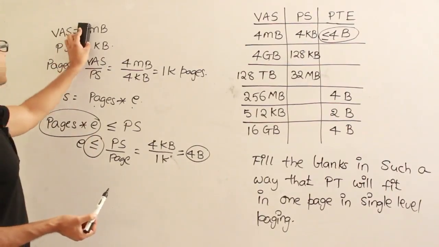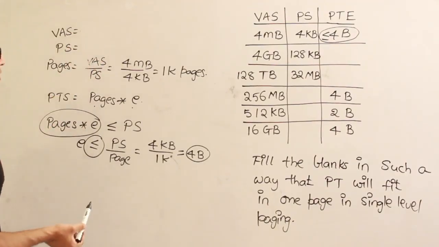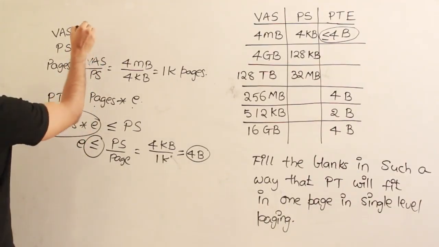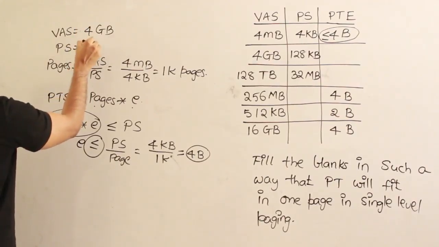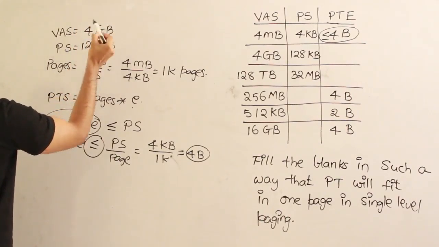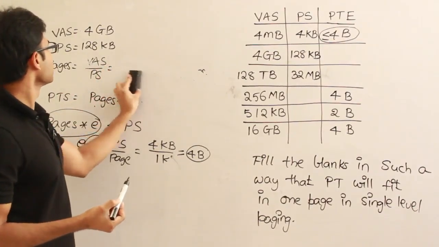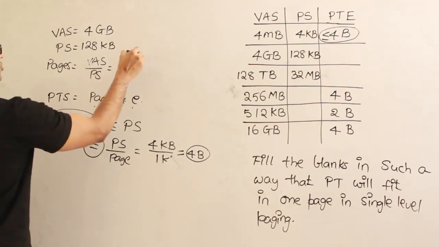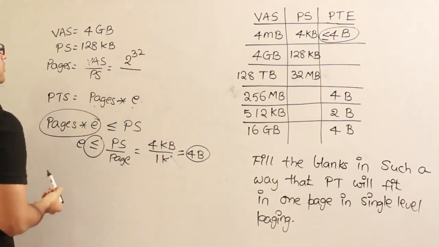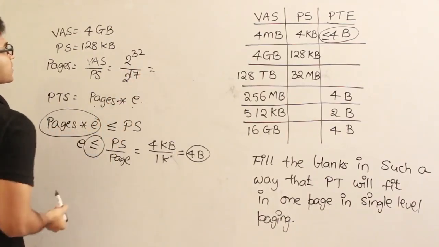So the virtual address space and page size are both different here. The virtual address space is 4 GB and the page size is 128 KB. And what is the virtual address space? 4 GB. So 4G means 32. 2 power 32 divided by 128K means 2 power 17. Then how much is this?